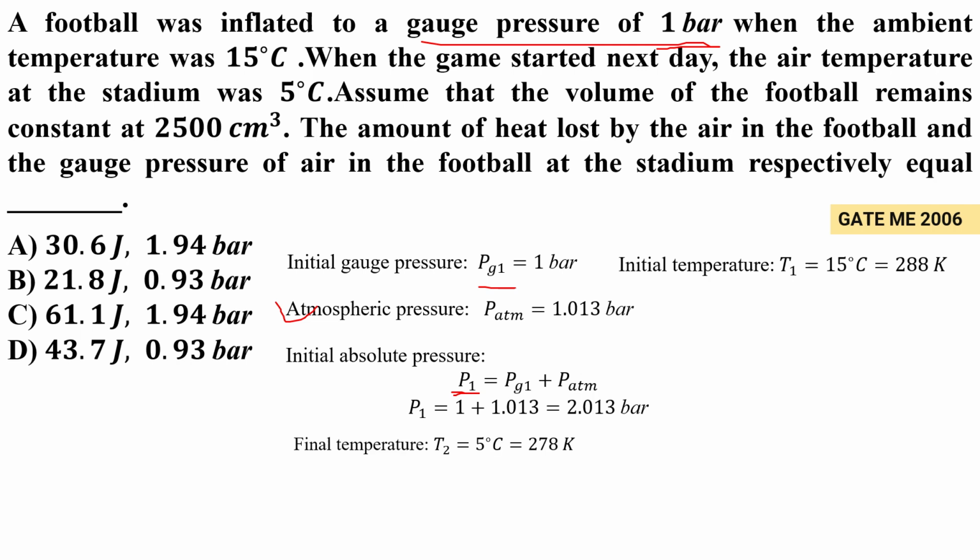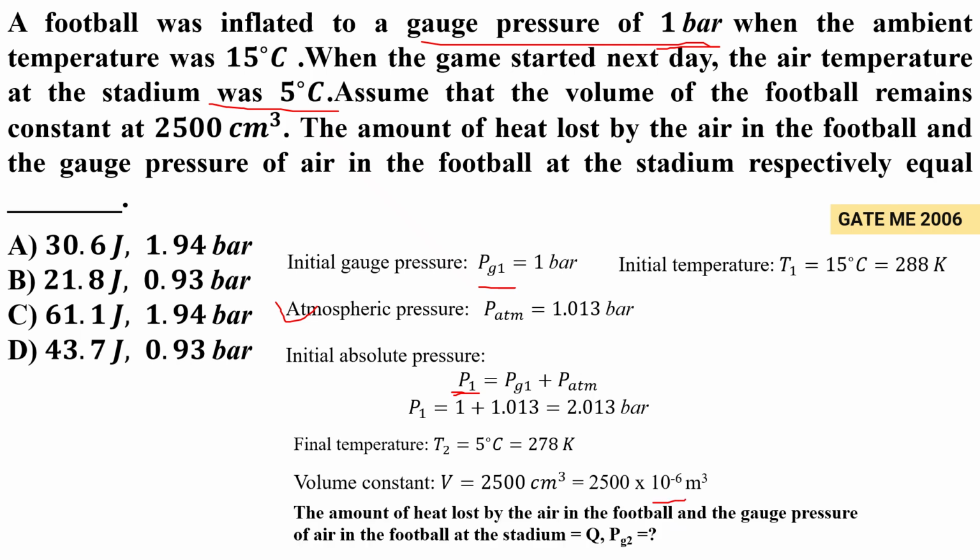And next is given the final temperature, air temperature at the stadium was 5 degrees. So final temperature T2 equal to 5 degrees Celsius, which is equal to 273 plus 5, 278 Kelvin. And assume that the volume of the football remains constant. So volume is constant, and given the volume V equal to 2500 centimeter cube, which is equal to 2500 into 10 to the power of minus 2 whole cube, which is equal to 2.5 into 10 to the power minus 3 meter cube.